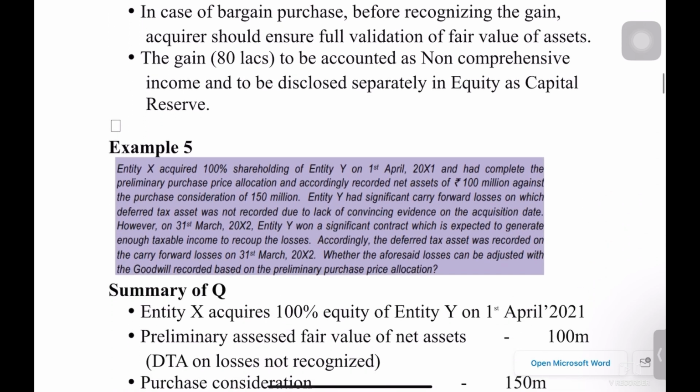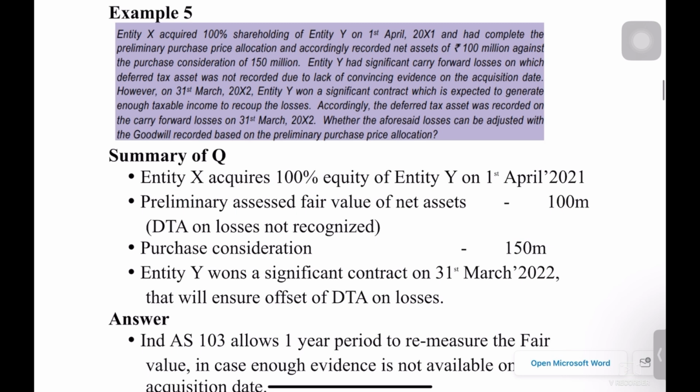Okay, then let me move to the next example. So in this example, entity X acquires 100% equity of entity Y on 1st April 2021, and the preliminary assessed fair value of the net asset is 100 million, and deferred tax assets on the loss not recognized.